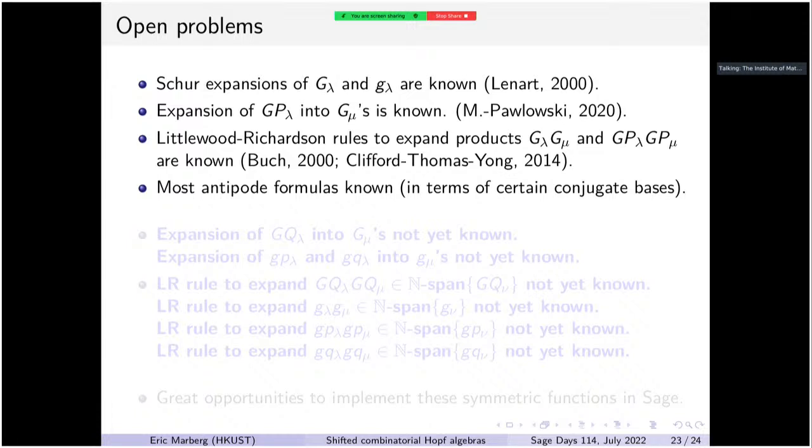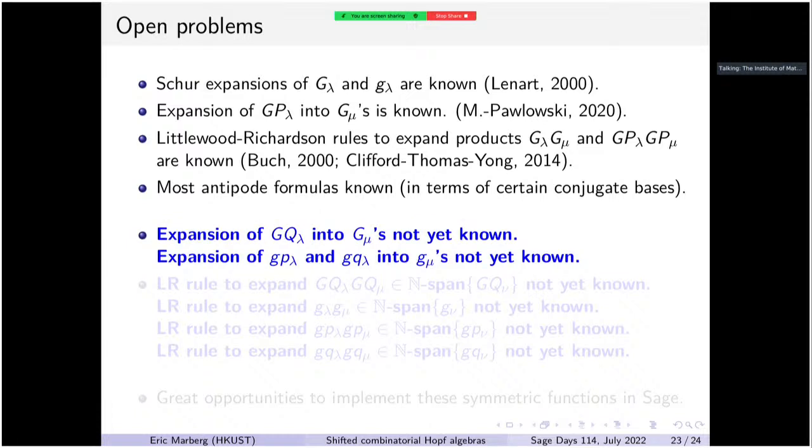And then you can write down antipode formulas for everything here in terms of certain conjugate functions. I haven't really talked about antipodes at all in this presentation, but the antipodes can be computed. Things that are not known are, for example, do the GQs even expand positively into the G mu's?